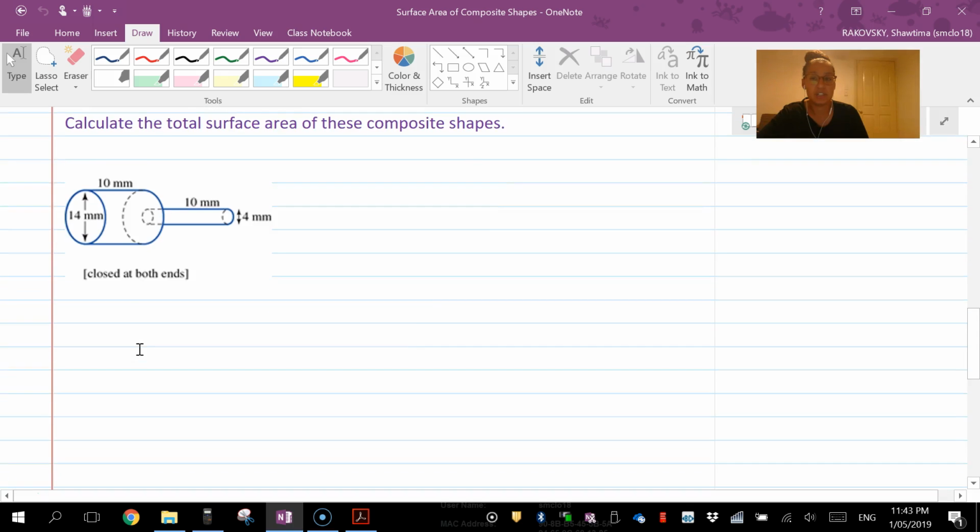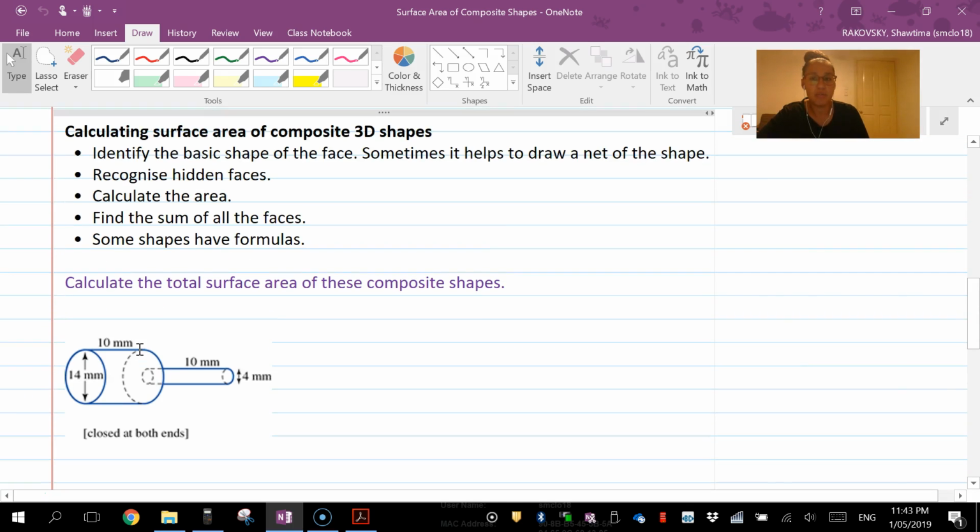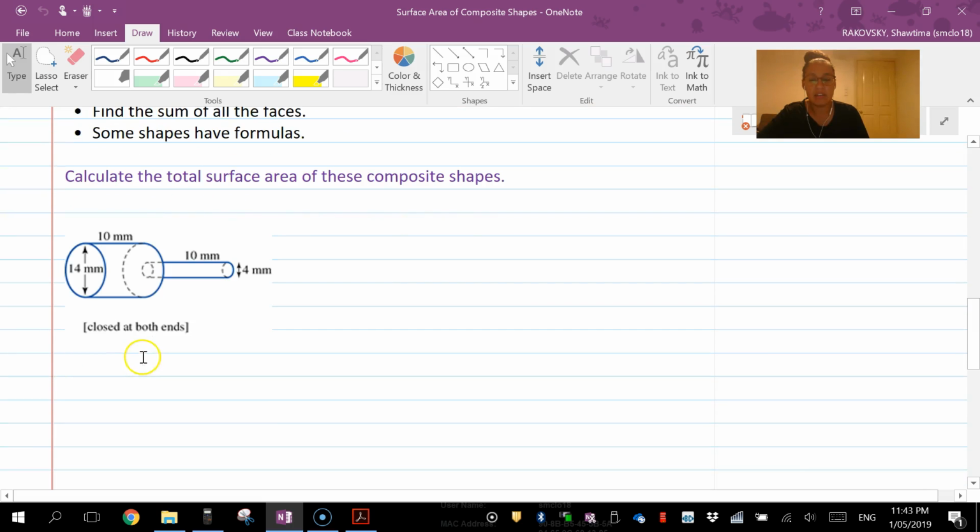So with this first question here, what we have is two cylinders, essentially. I like to think of it as maybe like a rolling pin or something like that. It says it's closed at both ends, so that means this surface here has to be included, and the surface on the end of this one has to be included. The one that we are actually omitting is this little bit of contact here between the two cylinders.